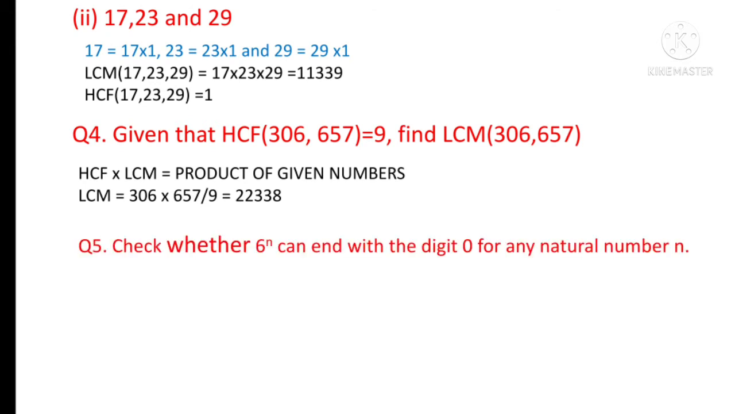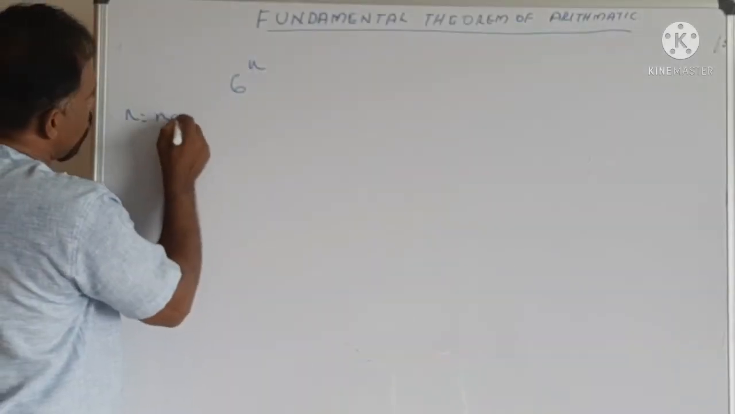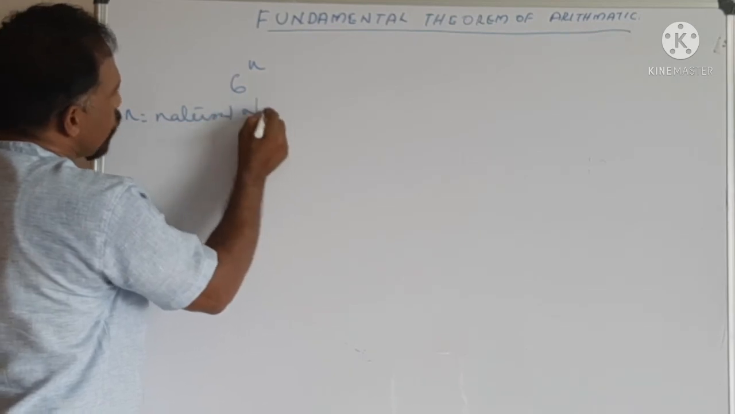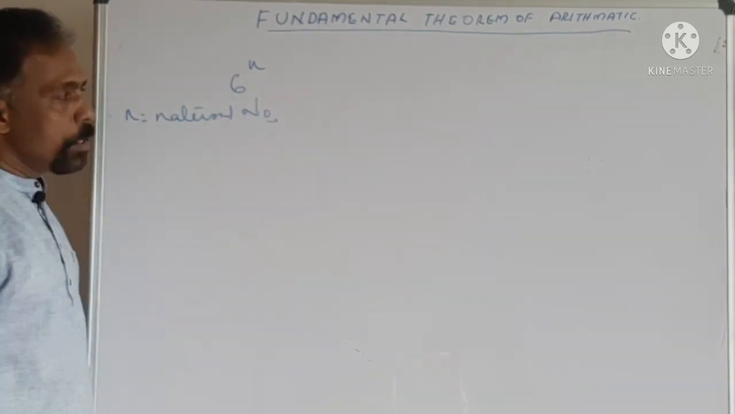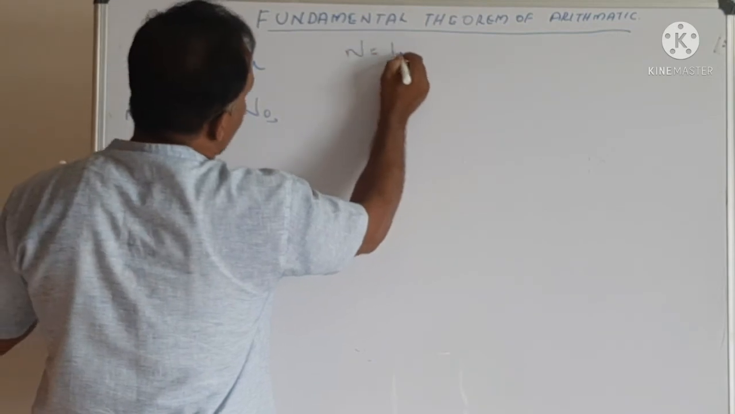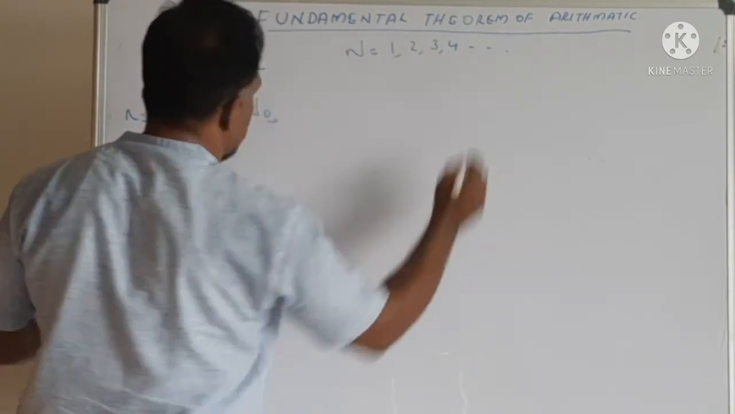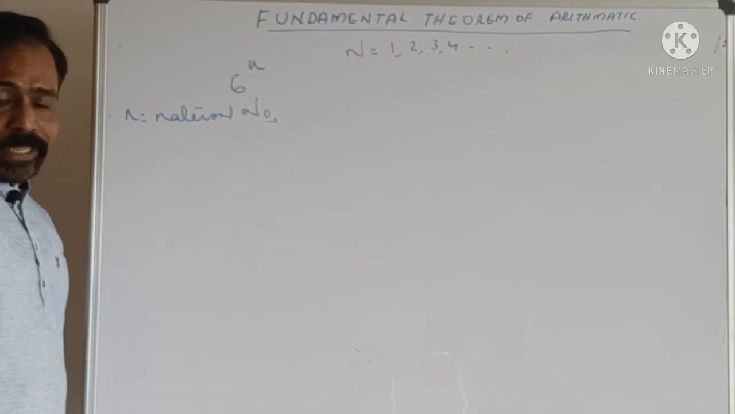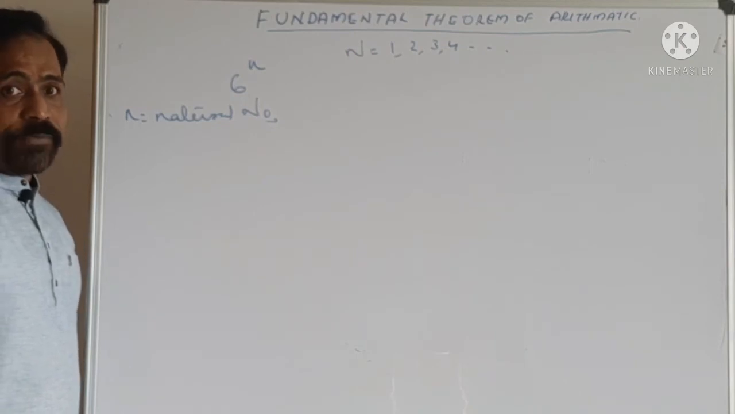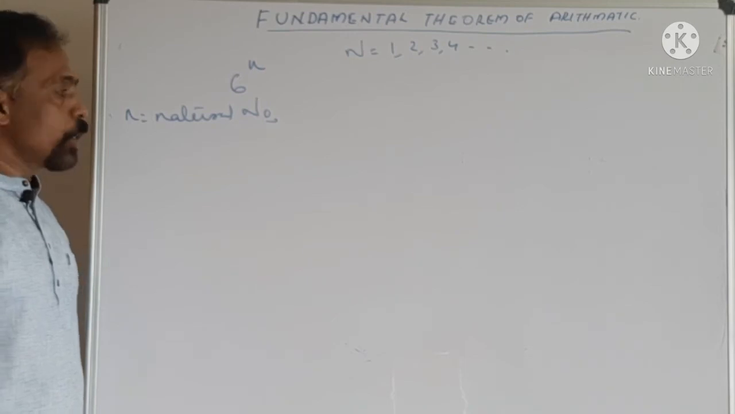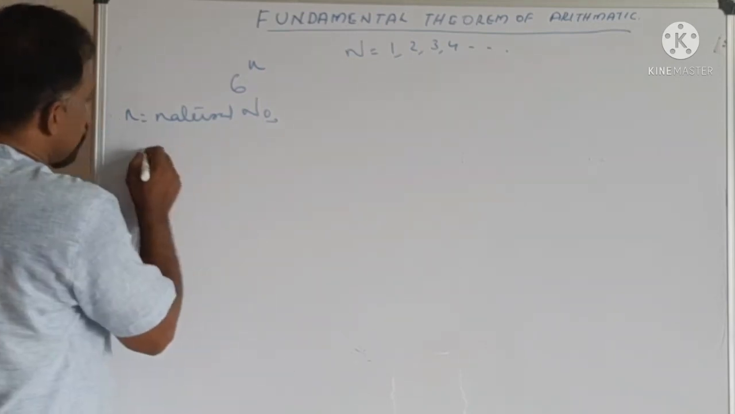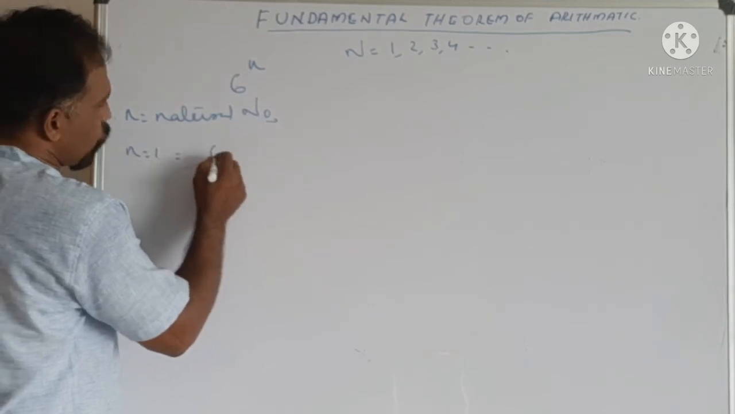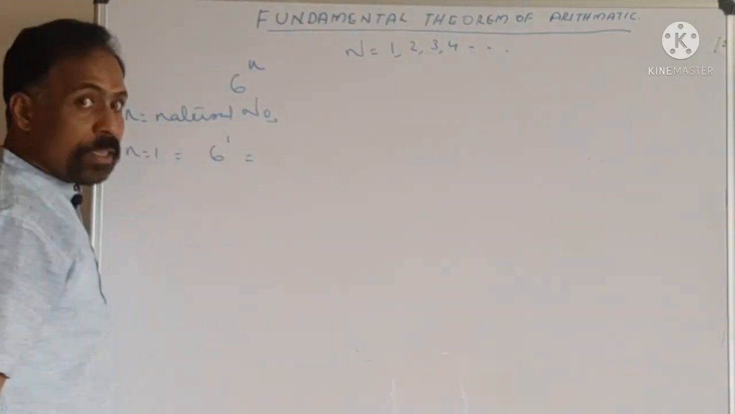Now, next question, question number 5. Question number 5 is saying that, first of all, you have to understand the question. It says that 6 to the power n, and n can be any natural number. So, which are those natural numbers? Natural numbers starts with 1, 2, 3, 4, 5, etc. Now, the question says whether 6 to the power n can end with the digit 0 for any natural number n. That means, let us take, if n is equal to 1, it will be 6 to the power 1, which is 6.